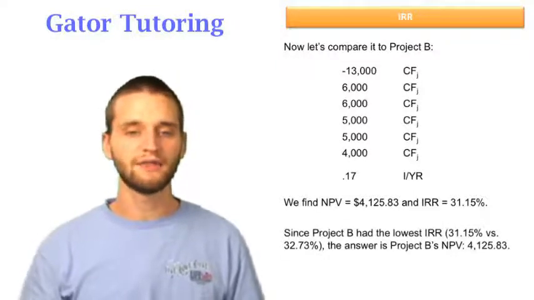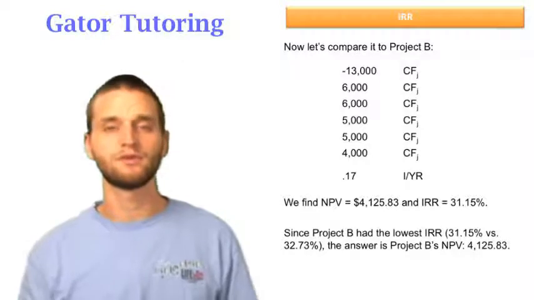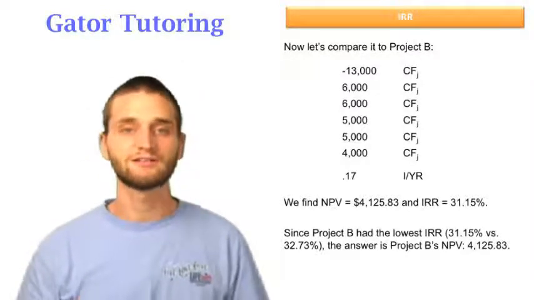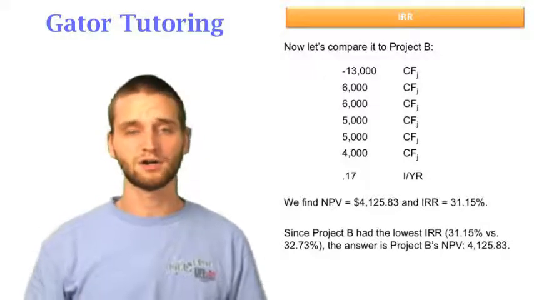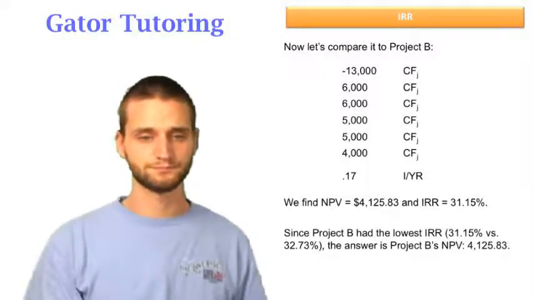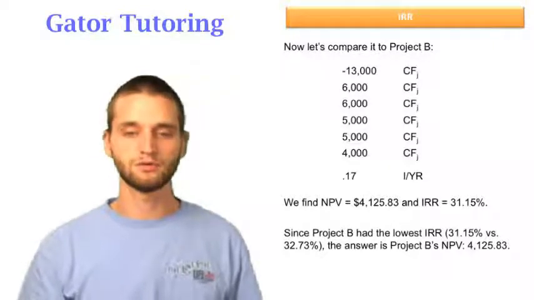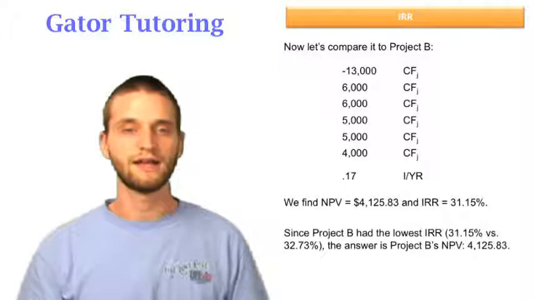Since project B had the lowest internal rate of return, the 31.15%, versus the 32.73%, and the question is asking us, remember, the NPV of the project with the lowest internal rate of return, the answer is project B's net present value, which equals $4,125.83.